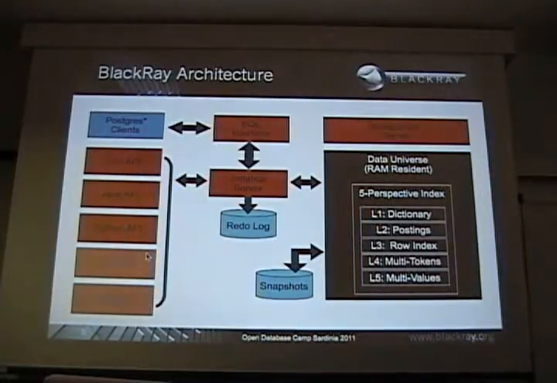So it's always good to have a picture. On the very right-hand side, you see what we call the data universe. This is what BlackRay rotates around. It's resident in RAM, and we hold everything in what we call an index. Back then, we didn't really distinguish between index or table or whatever. We just called it an index.